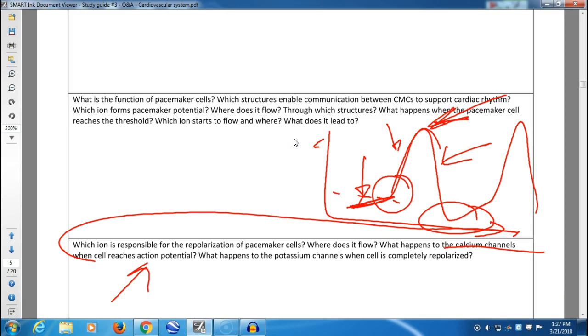Okay, which structures support communication between cardiomyocytes? What cardiomyocytes are connected by? Junctions. Which junctions? Gap junctions. Connect cardiomyocytes.